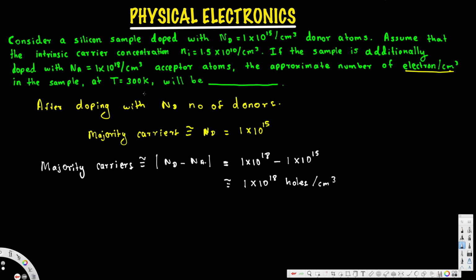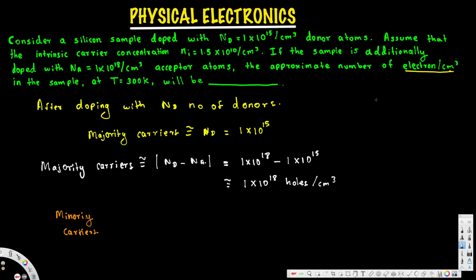Now we are interested in finding the number of electrons per cm³. We found out the majority carriers are holes, so we have to find the minority carriers, because that's going to be the electrons. That's what we are interested in. Now to find the minority carriers, we can use the mass-action law.